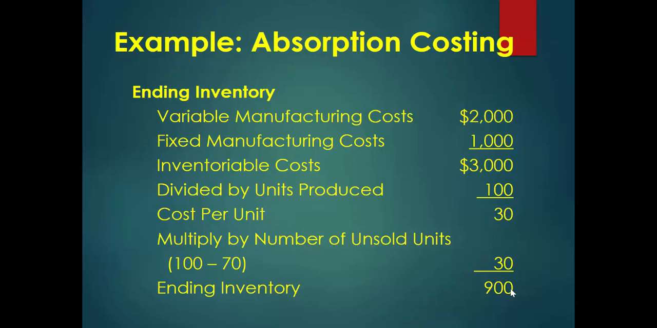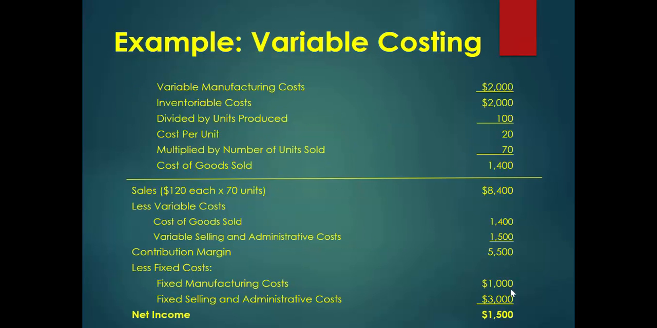If we want to do this calculation under variable costing, we're going to look at our inventoriable costs here. And remember, only variable manufacturing costs are used. The other three cost types are expensed immediately. So the variable manufacturing costs are the only inventoriable costs we have, 2,000, and we're going to spread that across the number of units produced, which was 100. So now we have a cost per unit of 20. We're going to multiply that by the number of units sold, which was 70, and we have a cost of goods sold of 1,400 this time.